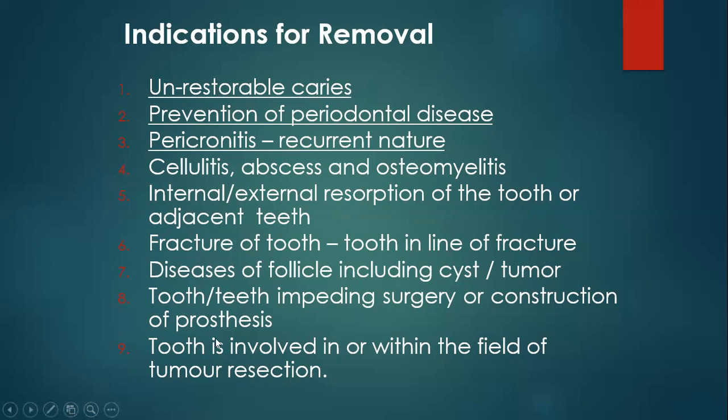So I hope the indications are very well self-explanatory. Most commonly you need to know unrestorable caries, prevention of periodontal disease, and pericoronitis. Others you can also add up. If there is a question in the exam on the indications for removal of an impacted tooth, you need to write these 9 points.